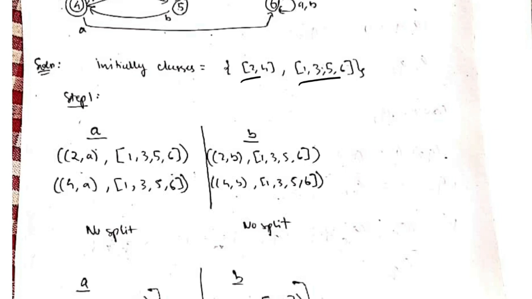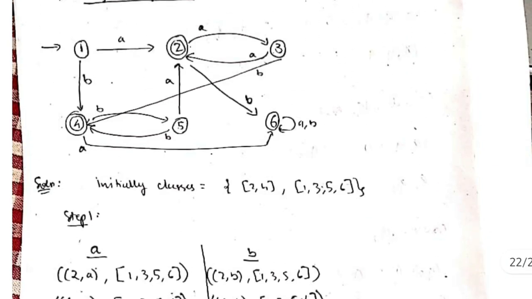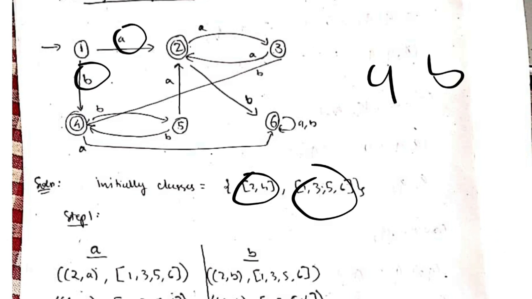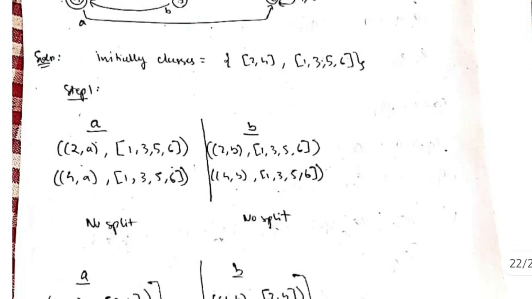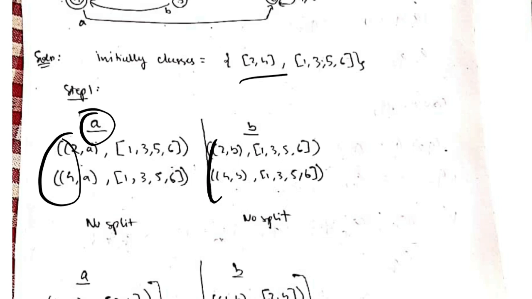Okay. Now what are we supposed to do? How many variables do we have? We have the variables A and B. Okay, only A and B. So the classes which we have written here, we will choose one by one. We will write here the first class, 2 and 4, we are selecting. We will write here 2, 4 upon A, 2, 4 upon B.